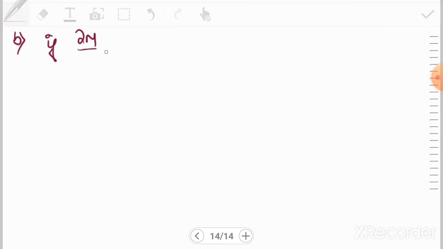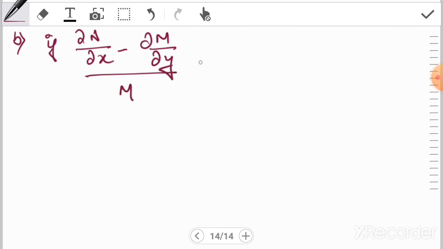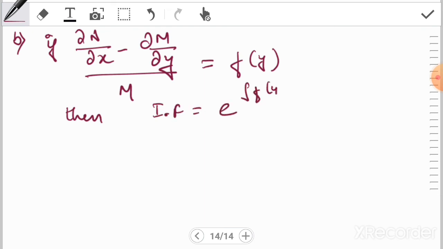del m by del y minus del n by del x, I again wrote that only. So if del n by del x minus del m by del y, whole divided by m, is a function of y only, say f of y, then the integrating factor is e raised to the power integral f of y dy. Okay.